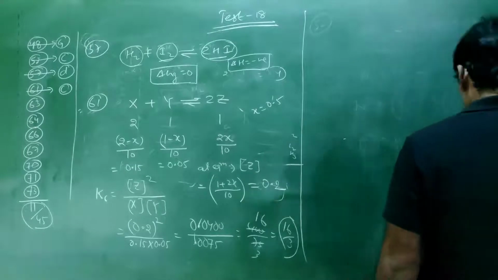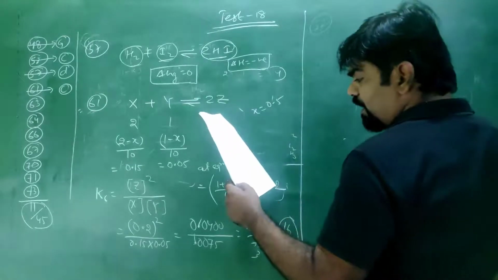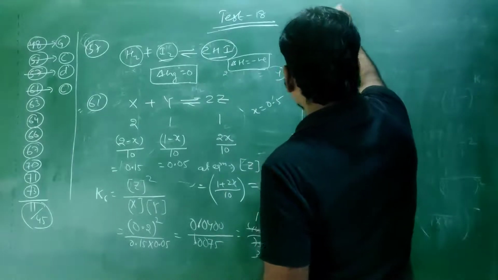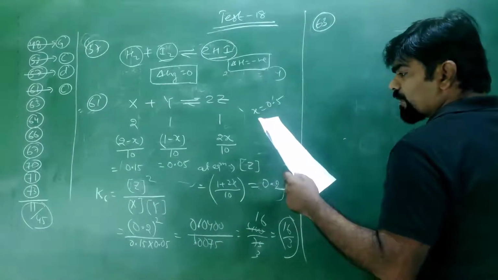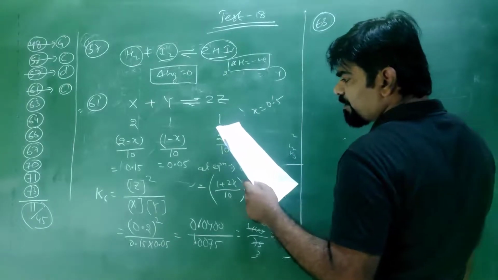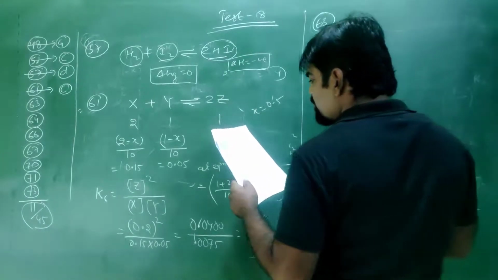Okay, so 61 answer is C. Now question number 63. The equilibrium constant for the reaction is given. A system is at equilibrium. What is the concentration of this?